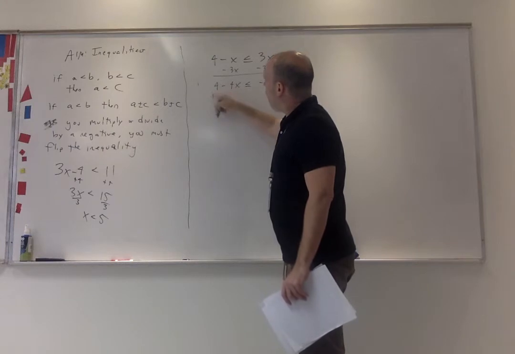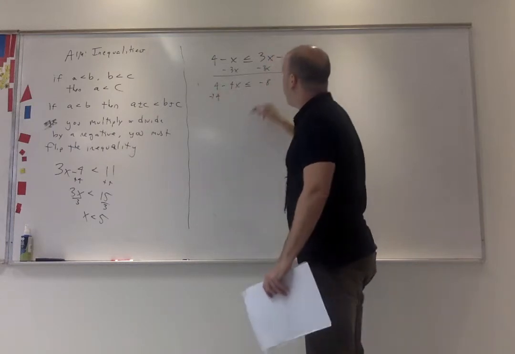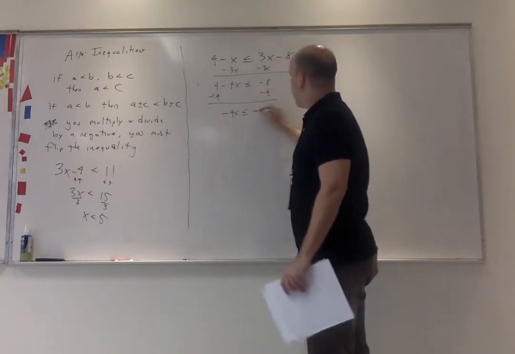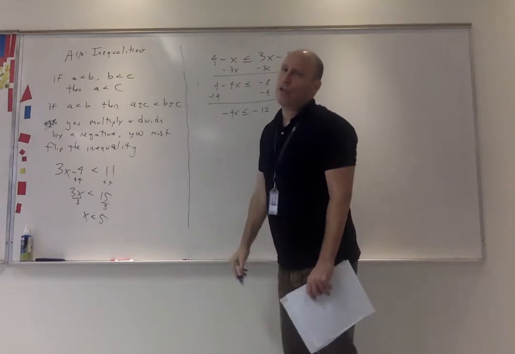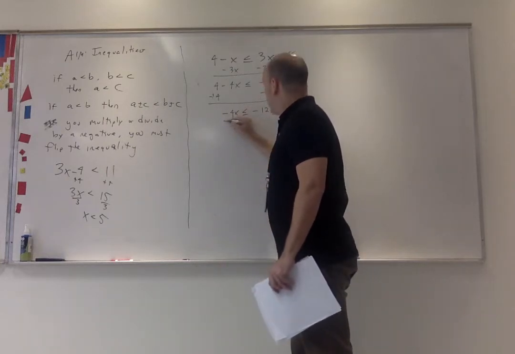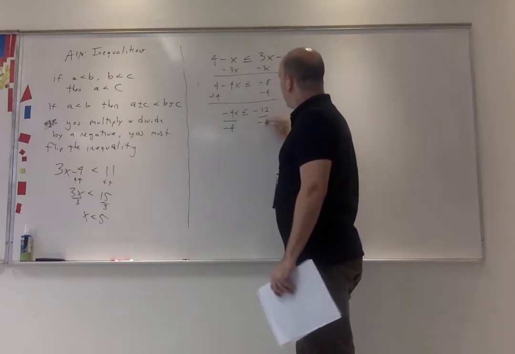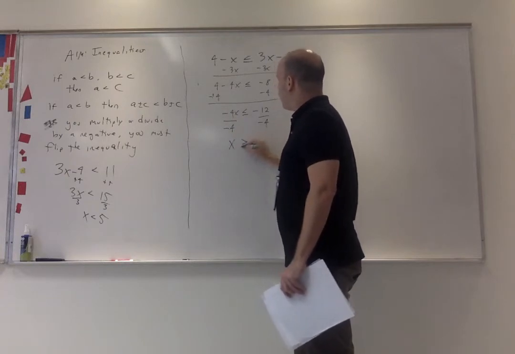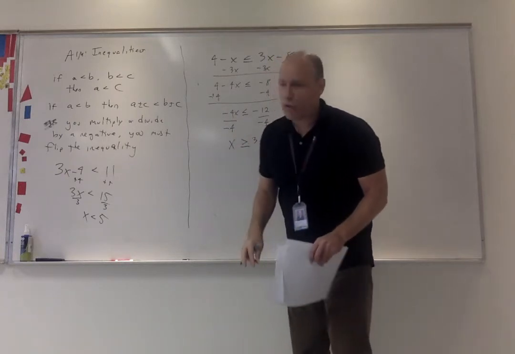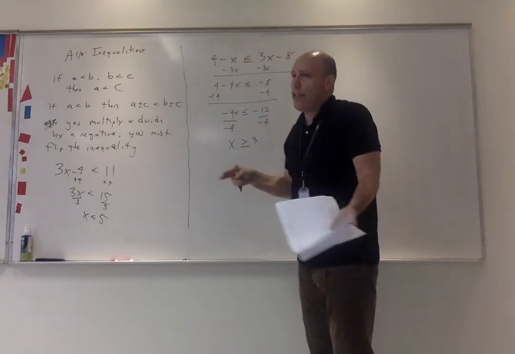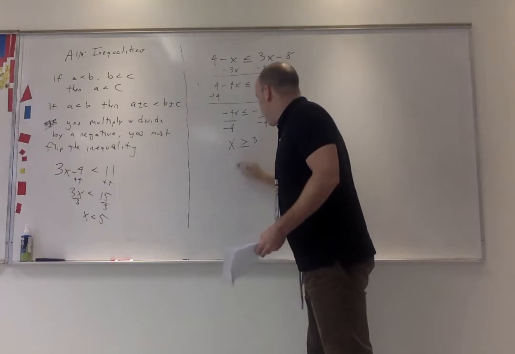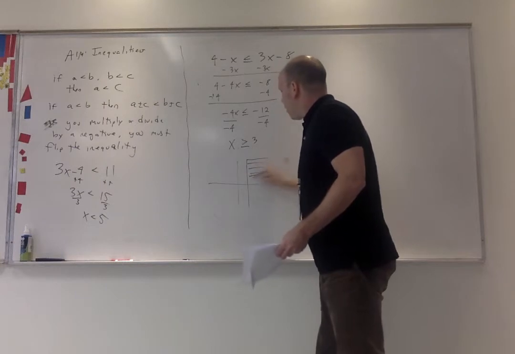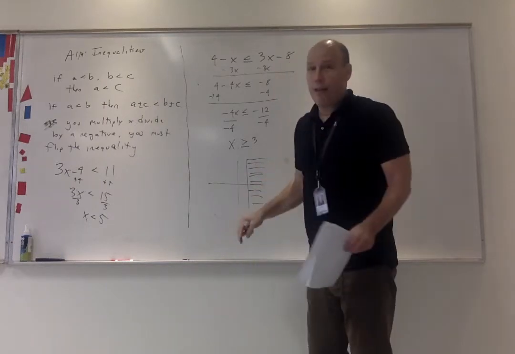I'm going to subtract 4 from both sides. So now I have negative 4x is less than or equal to negative 12. And then my last step is to divide by negative 4. When I divide by a negative, I have to flip the inequality. Final answer, x is greater than or equal to 3. Please go to Desmos and put this in, and you'll actually see, it's kind of cool. You'll see a big screen, a solid line, and this whole thing shaded in. I think it's kind of cool.